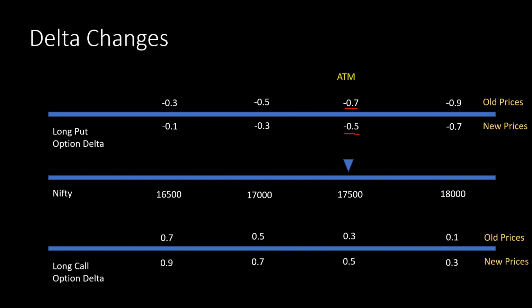Similarly, for the 17,500 call option, it was out of the money previously and had a delta of 0.3. Now, since this call option has moved to at the money, the delta for this call option has changed to 0.5. We can now conclude that delta is dynamic and changes with the change in the price of the underlying. This change in delta is beautifully captured by another Greek called gamma, which we're going to evaluate in the next segment.